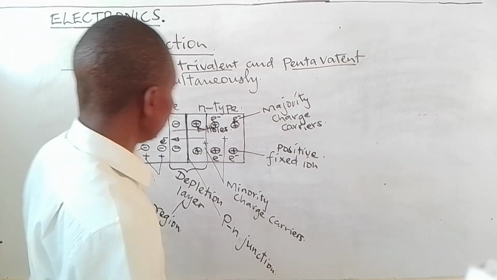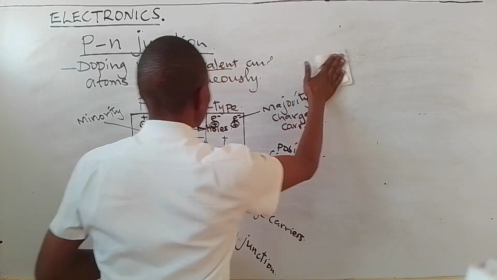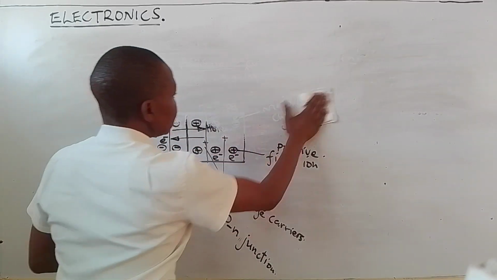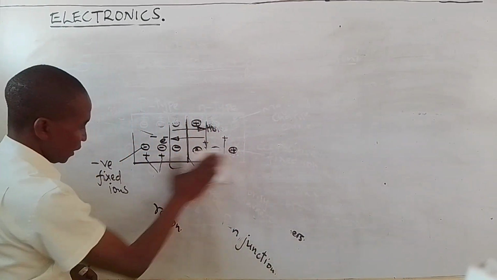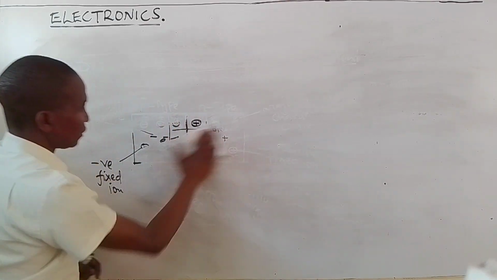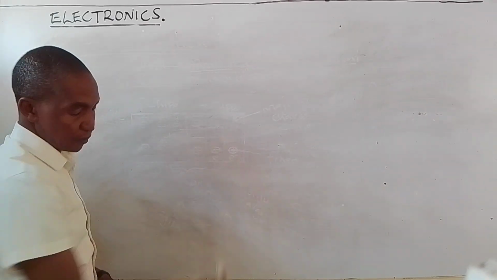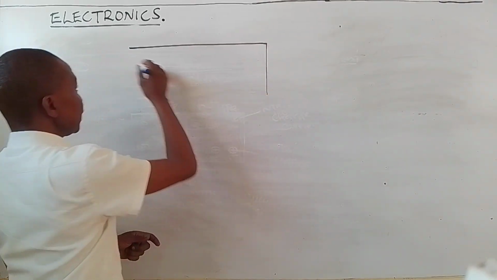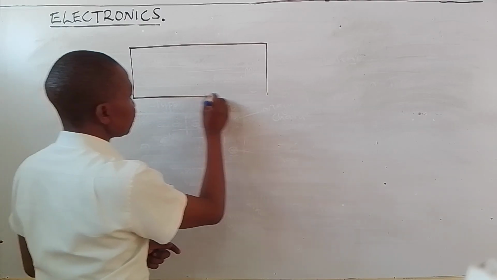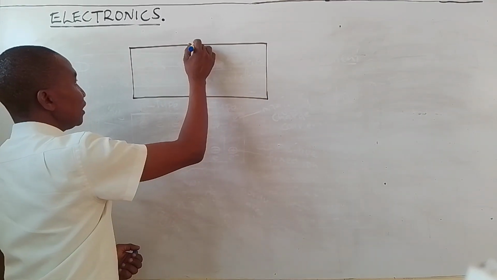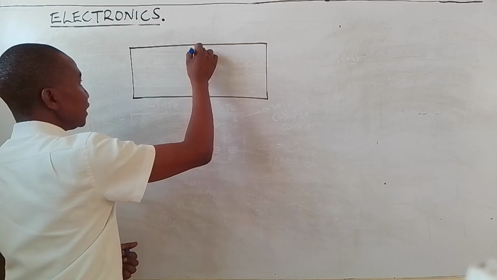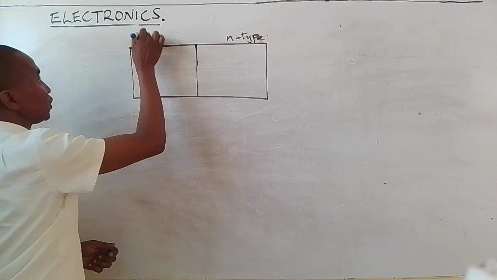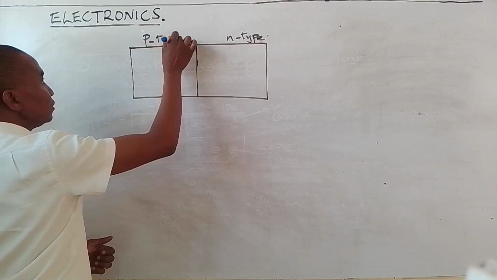So let's look at the depression layer itself. This is a layer where charges are depleted and we are left with fixed ions that have no covering charge. That's the p-n junction. This is the n-type region. This is the p-type region.